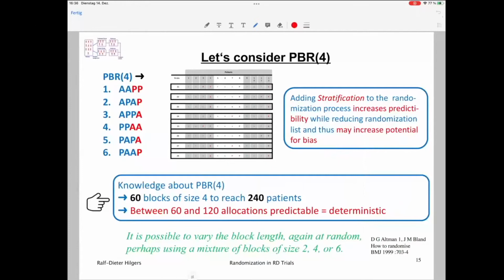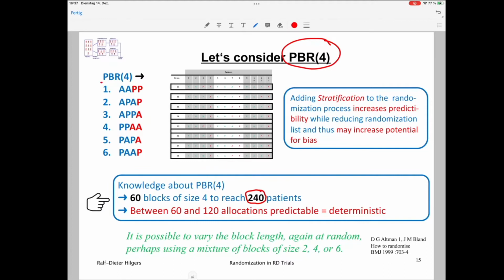Let's go ahead with the permuted block of block size 4, and let's ignore the stratification at that point. For some other reasons, let's go for a sample size of 240 patients, because it makes it a little bit easier. You will see in a couple of minutes. So what does block size 4 mean?